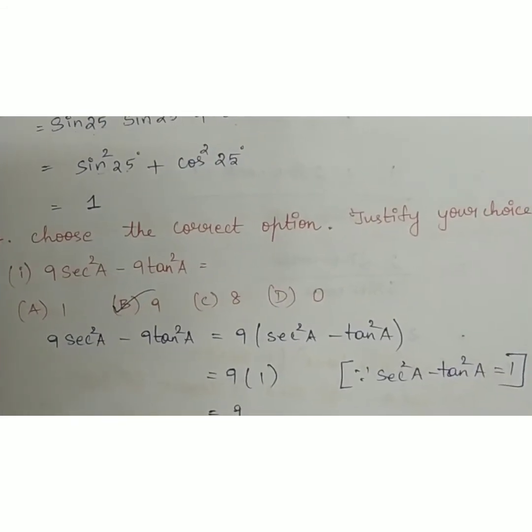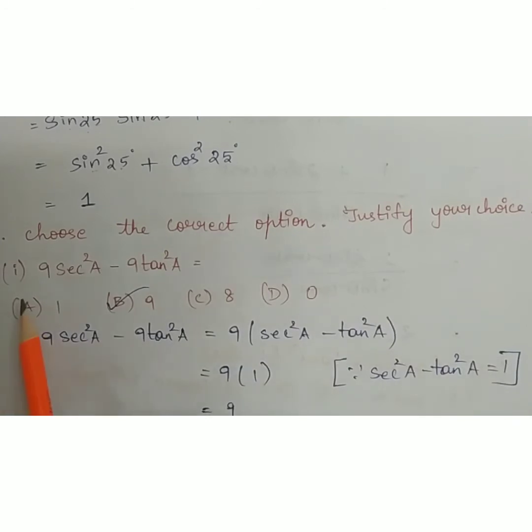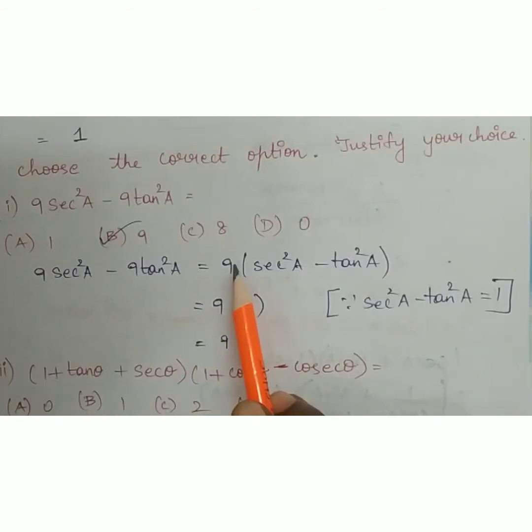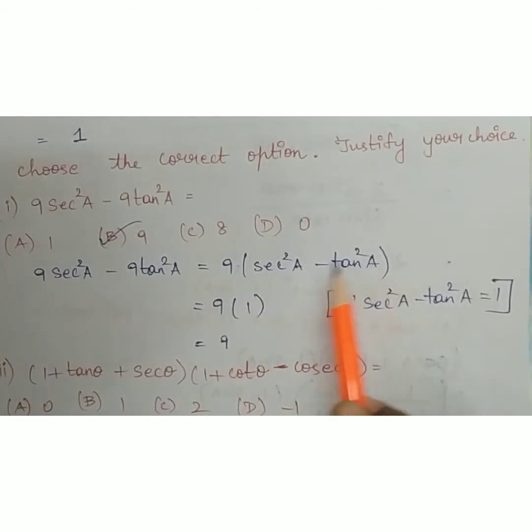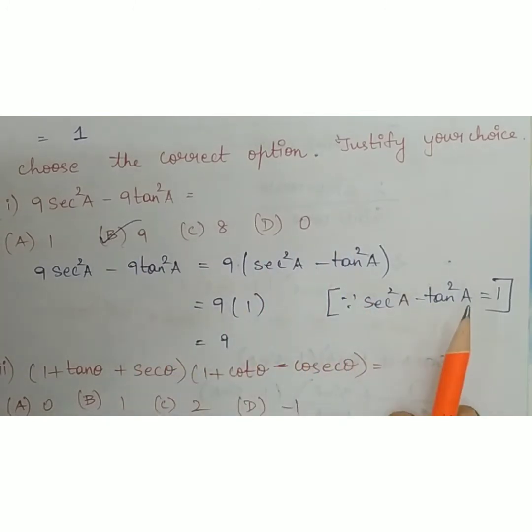Next, fourth one. Choose the correct option. Justify your choice. First subdivision. 9 secant square A minus 9 tan square A. Okay. You are taking 9 common outside. Secant square A minus tan square A. So secant square A minus tan square A is trigonometry identity. So 1. So 9 ones are 9. So your option B is correct.